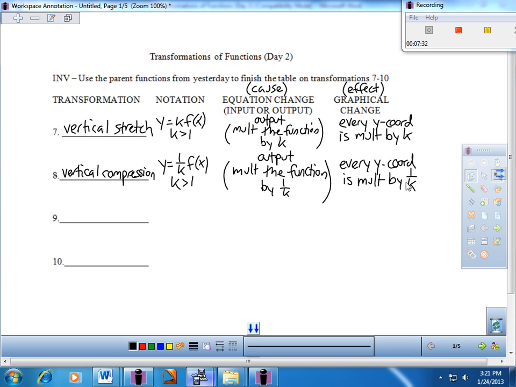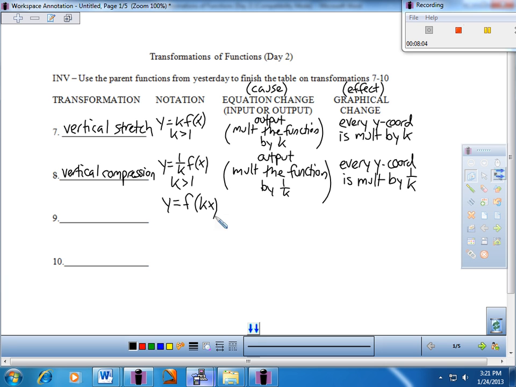So 7 and 8 now in the books. So if you rehash it, we have 4 shifts, 2 reflections, and right now at this stage, 1 stretch and 1 compression. Let's go get 9 and 10. Now 9 and 10, little harder. So let's go with number 9 first.